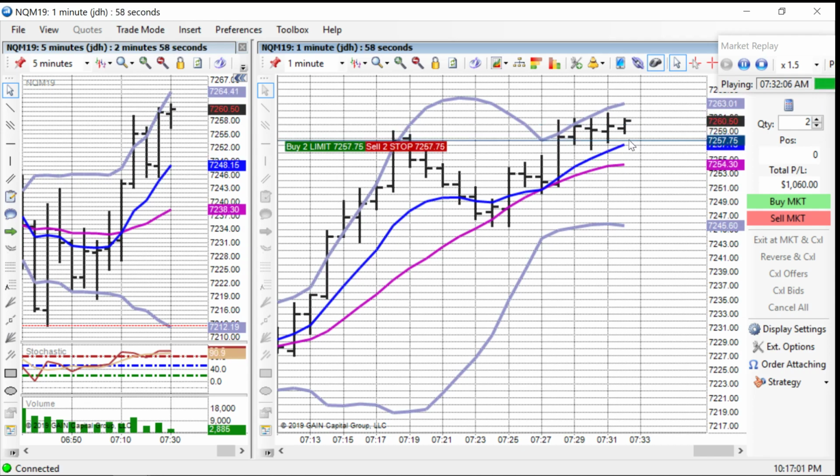So I really got to see it trade at the 80 MA line.